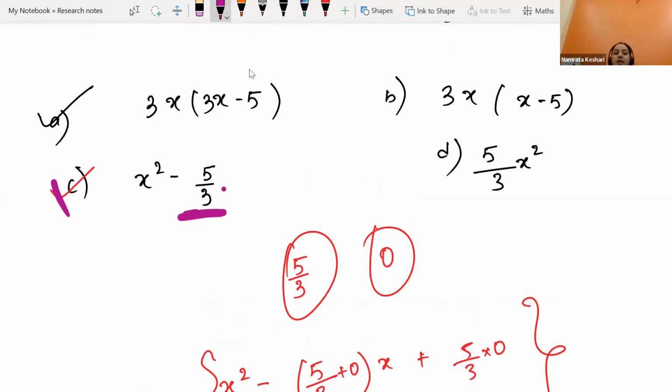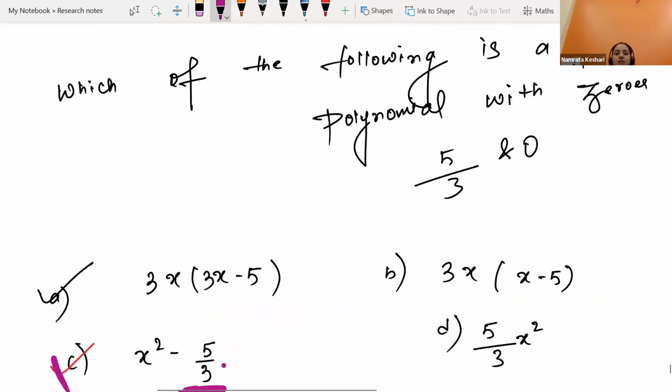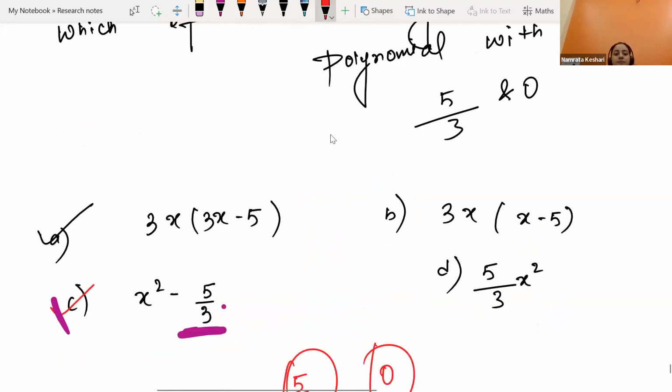Ma'am, I did it some other way. How did you do it? What I did is, 5 by 3 and 0 were given, so I substituted them in equation A separately, and then I got my answer as 0. You substituted 5 by 3 and 0 as the x value. Yes. If we do it with option A, we get 0, and with the others we get some other number. Let me check whether we get 0 or not.